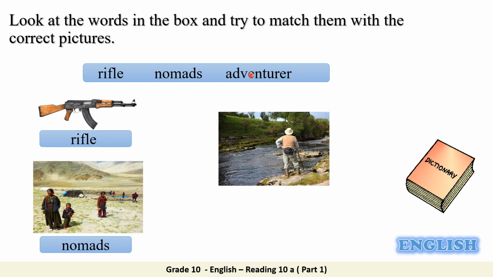The last one is adventurer. Do you know who an adventurer is? He is someone who enjoys and looks for dangerous and exciting experiences. So we call him adventurer. Now please pause the video for a while. Try to use these words in sentences of your own.